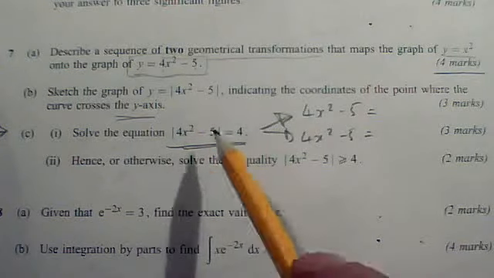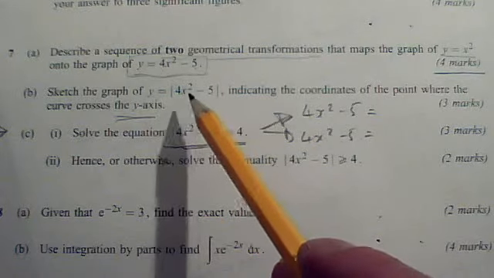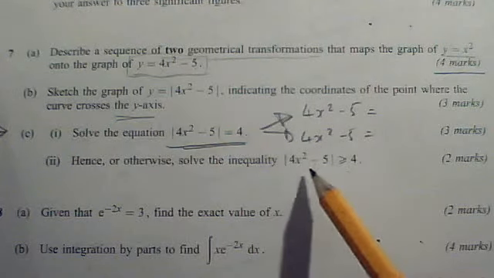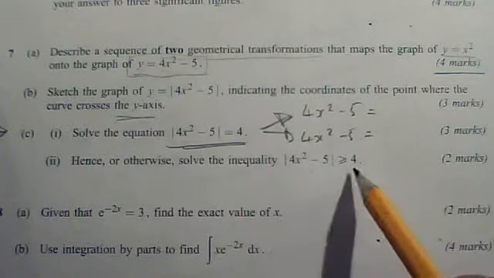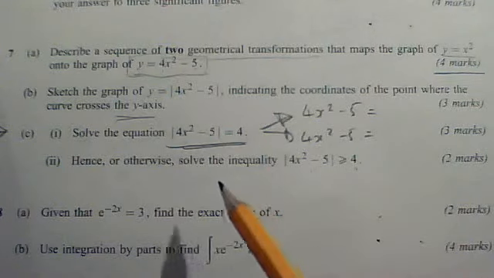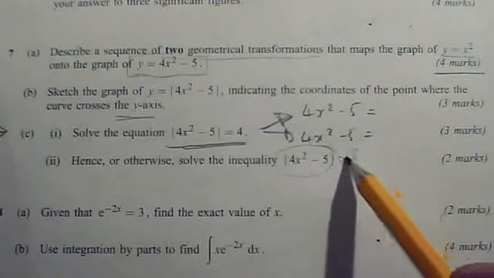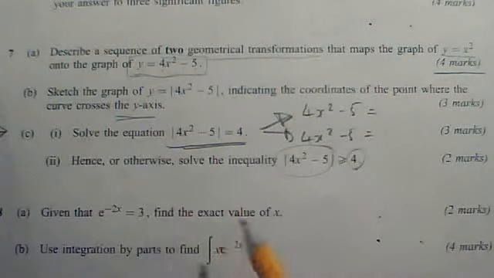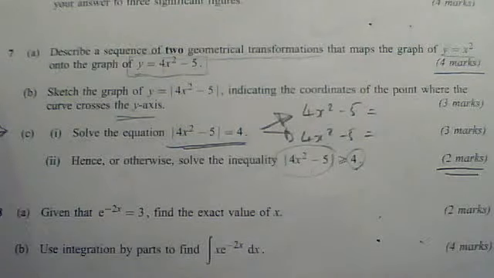Then we've got to put everything together. We've got to think about these 4 answers. We've got to think about this graph. We've got to think about that graph and the line y equals 4. Think about the 4 occasions where they cross, and pick out the bits where this graph is above the line y equals 4, and write those ranges carefully down to get you 2 marks for that.